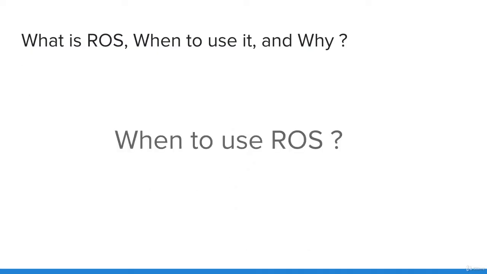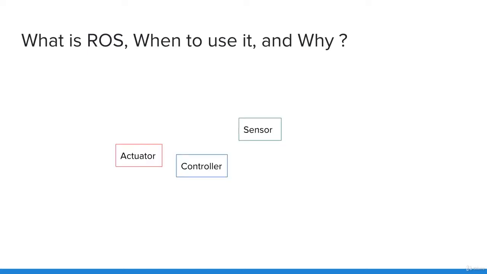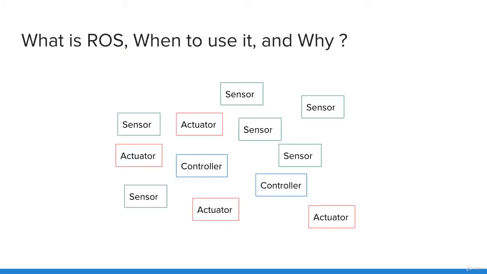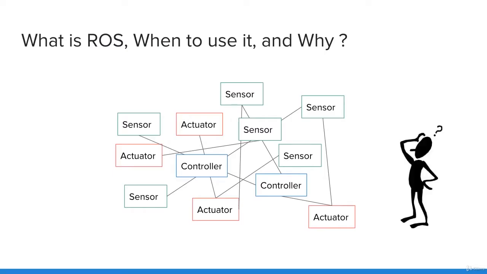Now, when to use ROS? Maybe you've already started to program robots with an Arduino board or with a custom code on a computer. And what you will quickly experience is that the more sensors, actuators, controllers you add on your application, the more complex it becomes until you reach a point where everything is mixed up and you can't add any code for a new sensor without having a huge headache.